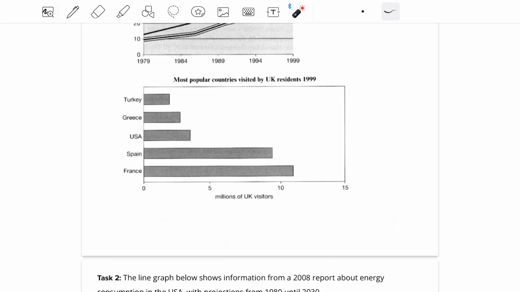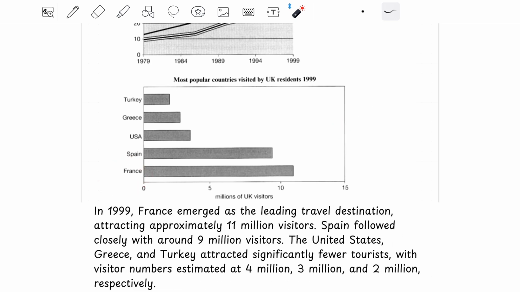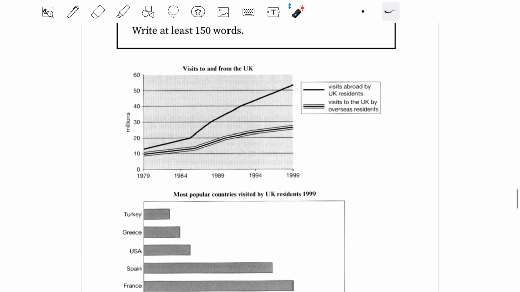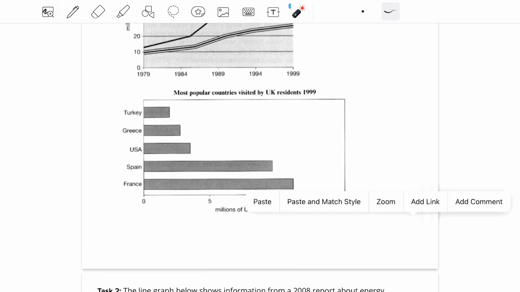So the most popular destination was France at just over 10 million, closely followed by Spain, which was just under 10 million, and then the least popular destinations were these three. And that's about it. That's all you need to write in this question.